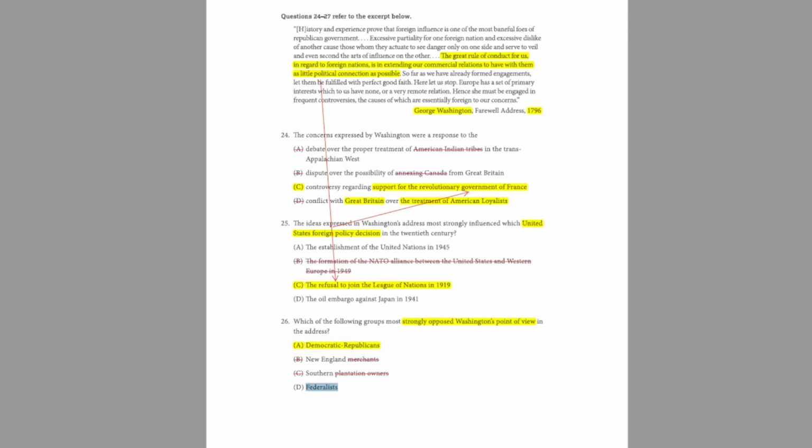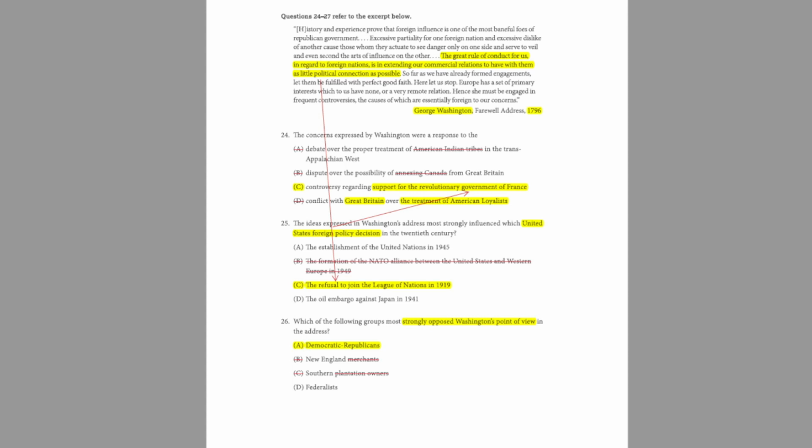The correct answer is A, because the Democratic Republicans, led by Jefferson and Madison, wanted the U.S. to support France in its revolution and war with Britain. They strongly opposed Washington's point of view of neutrality. The Federalists, on the other hand, agreed with Washington and generally favored neutrality and closer ties with Britain.